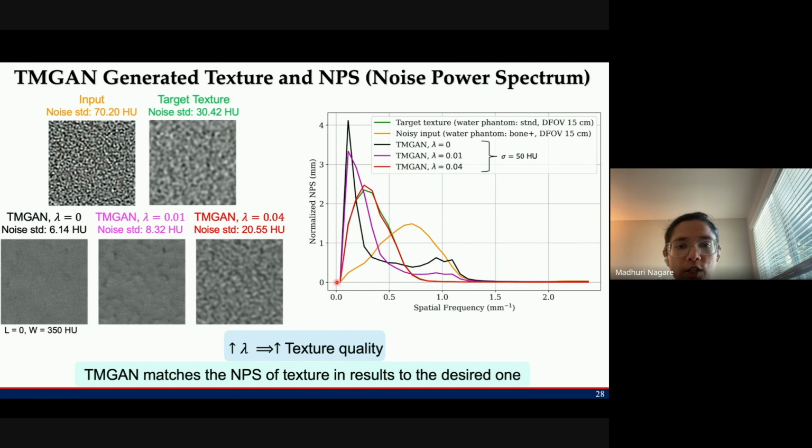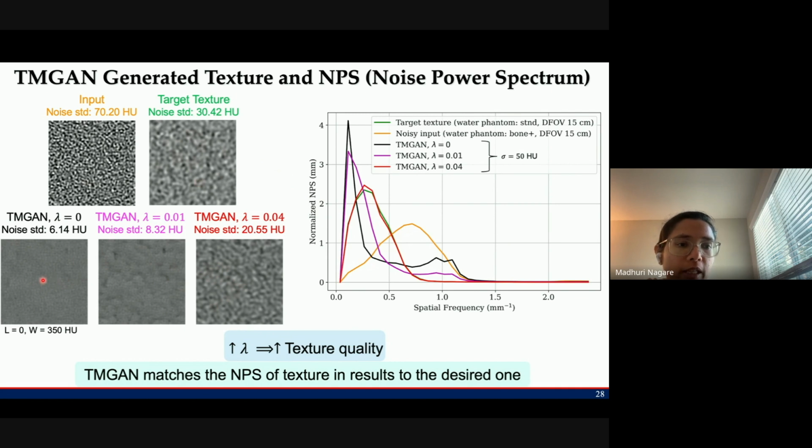And so this noise power spectrum looks like the orange curve. You can see that this has a lot of high frequency content. Now our target texture is the reconstruction with standard kernel, and it looks like this green line. Its NPS is the green line, so it has lower frequency content, and that's our target texture. And then the other three results are the TMGAN results with increasing lambda. To recall, lambda is the weight of the texture loss term. As we increase lambda, the weight of the texture loss increases. So we should get more and more texture.